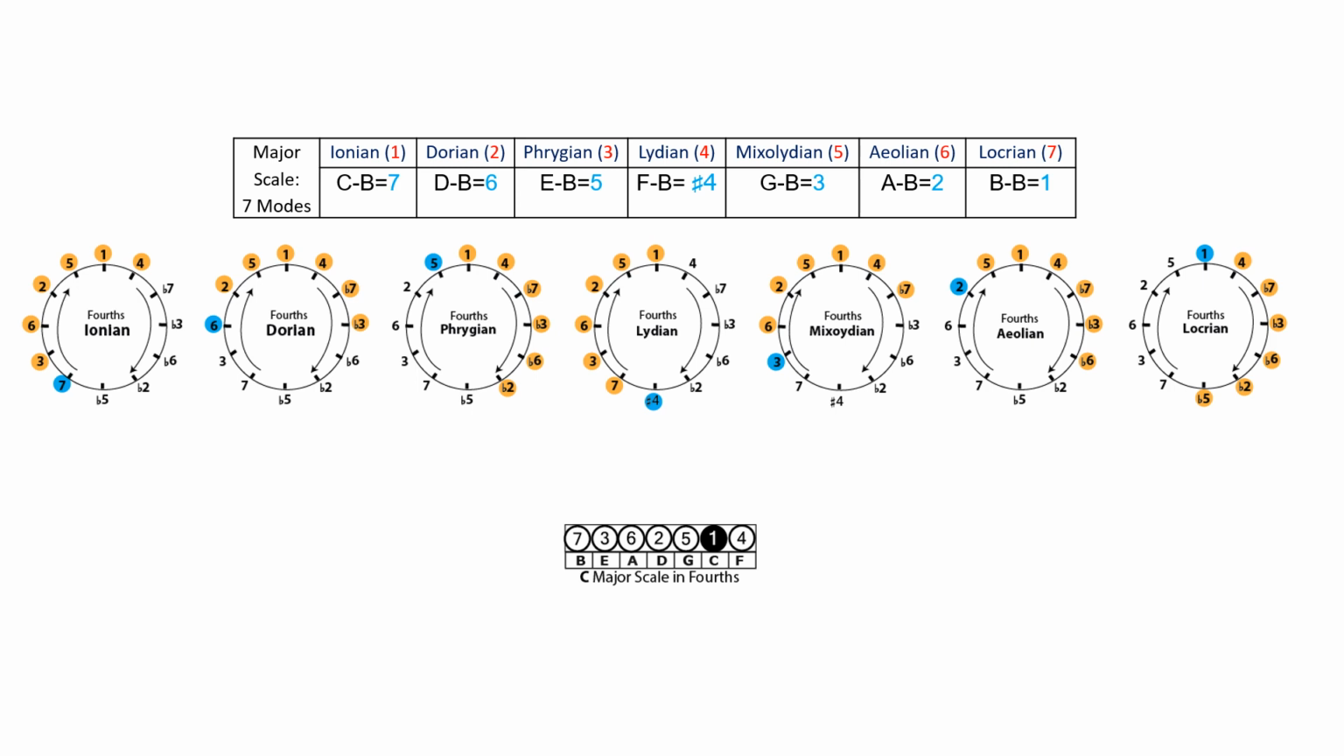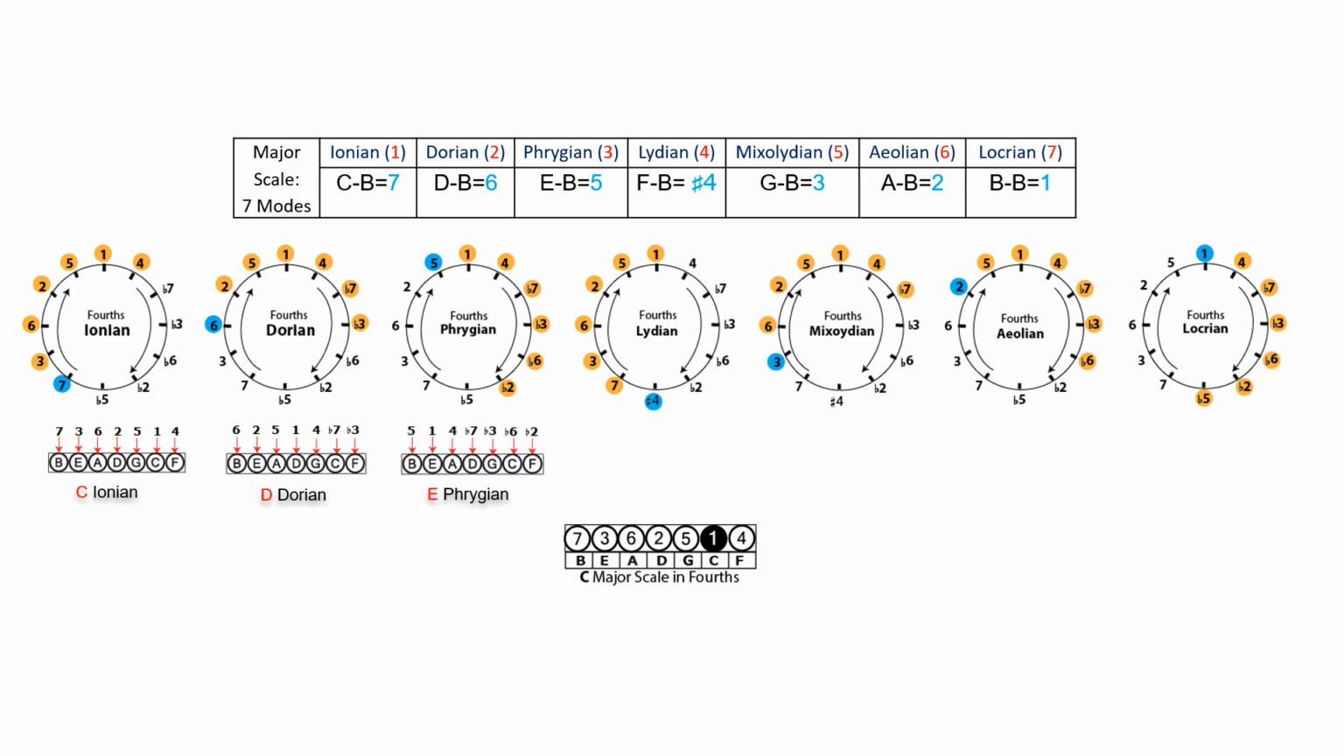In C Ionian, the interval between C and B is a major seventh. So, the Ionian mode in fourths starts with the scale degree 7. In D Dorian, D to B is a major sixth. So the Dorian mode in fourths begins with the scale degree 6.